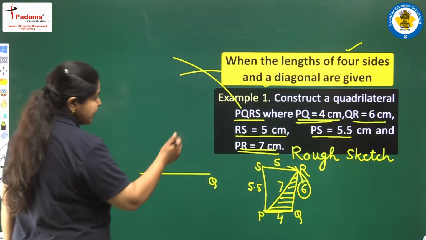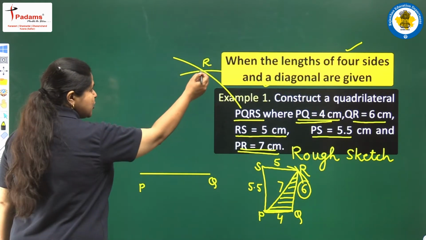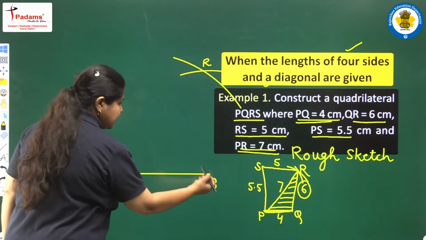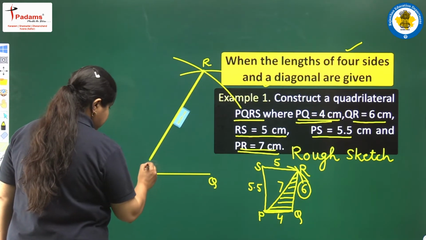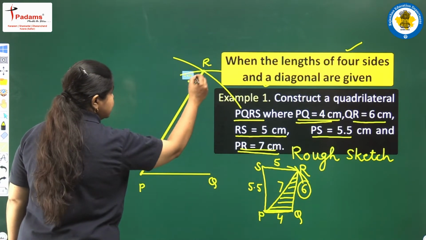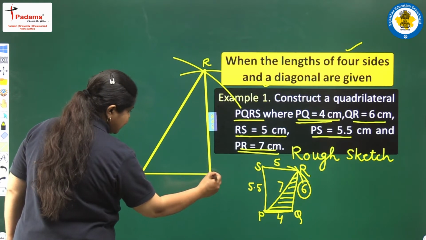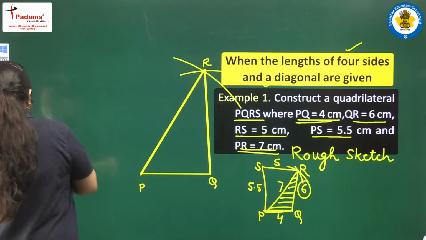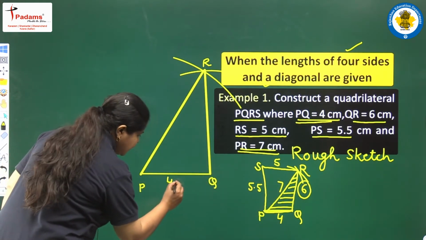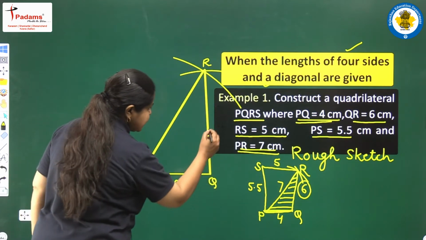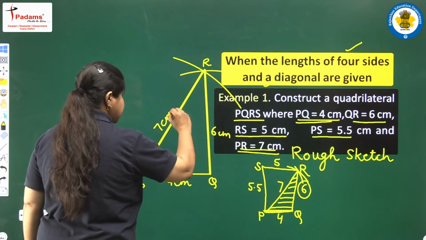Now we need to join these points. Let us name this point as R. Now we will be joining this R to P and R to Q. Let us join it. This is RP and this is RQ. Yes. Now we have constructed this triangle. Let us write the measurements also. This is 4 centimeter long, this is 6 centimeter long, and this is 7 centimeter long.